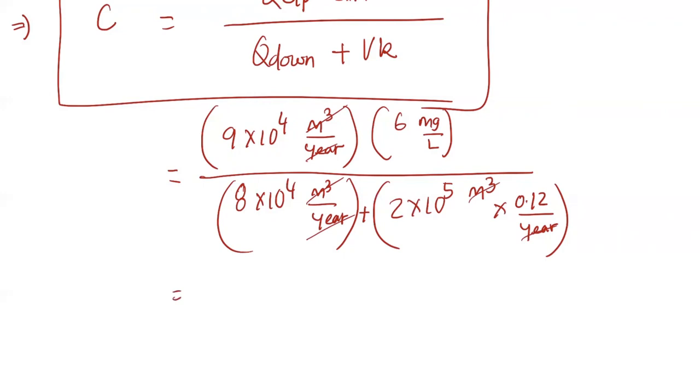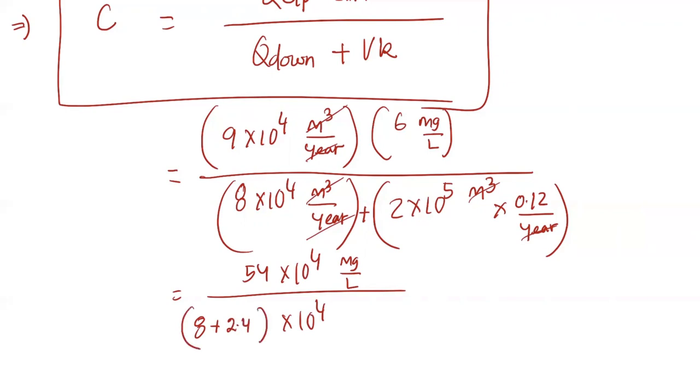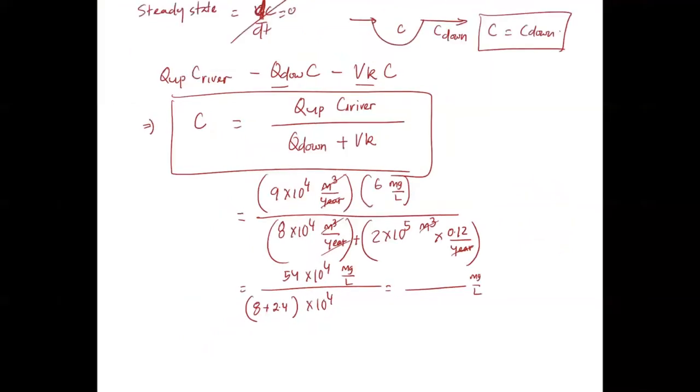Let's see. If you say 954 milligram per liter divided by, so if you take 10 to 4 out here, I'm just going to write that. This will be 8, this term, and this term will be 20 times 12, so 24, so that will be 2.4. Okay, and everything cancels out. So whatever the expression is, if you have calculators, you will be able to calculate that value, that will be milligram per liter. All right, so that's the solution.